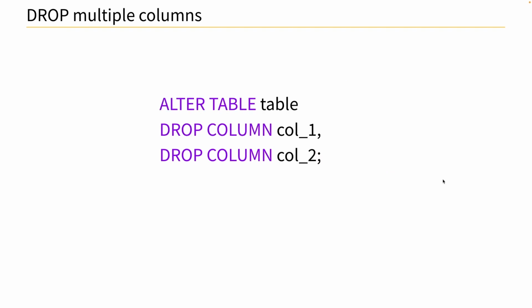Here we have some more, we can drop multiple columns. So here is alter table, and again, the table name, and then you say drop column, and then the column name, and it's important to have the comma here, but in the last line, you do not want to have a comma, and you want to close it off with a semicolon. And that's the syntax there. So let's jump into pgAdmin and see how all of this works.